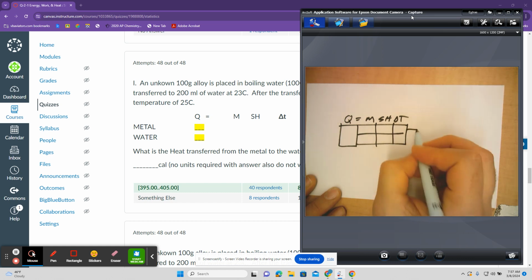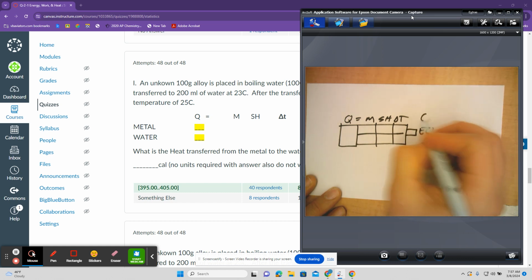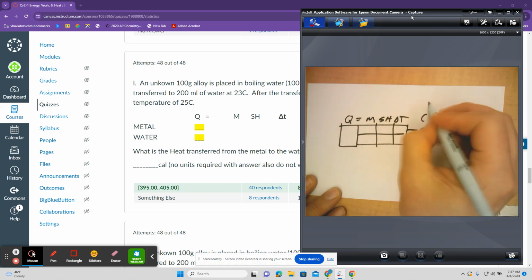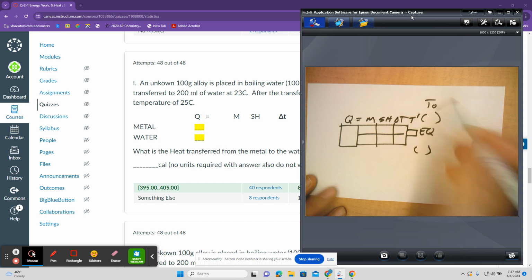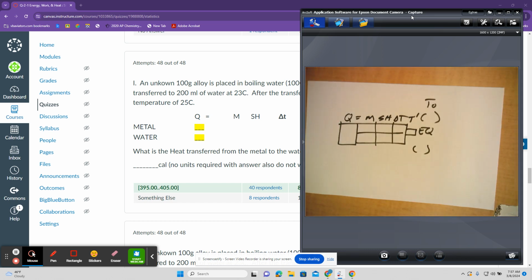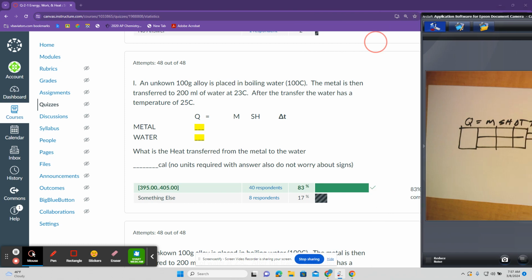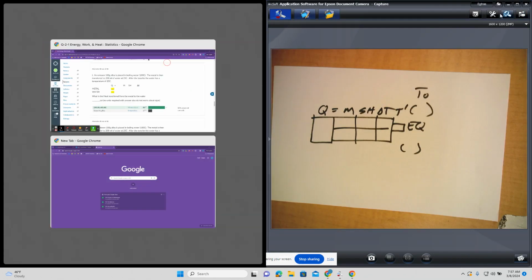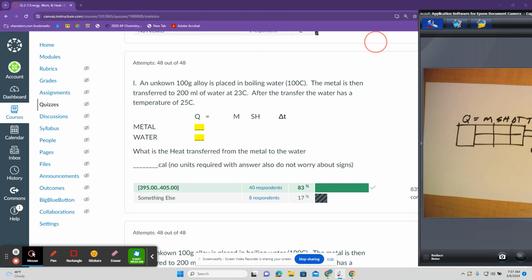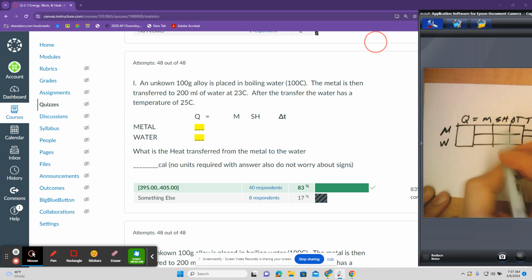And then off the end, we're going to put EQ, and we're going to put some parentheses. So these are initial temperatures, and these are final temperatures. Now I'm going to read through the problem, and we'll fill in the chart, and I'll bring it back here. So we have 100 grams for the metal. So I'll put 100 in here. Remember, we don't know what the specific heat is. It's originally in boiling water.